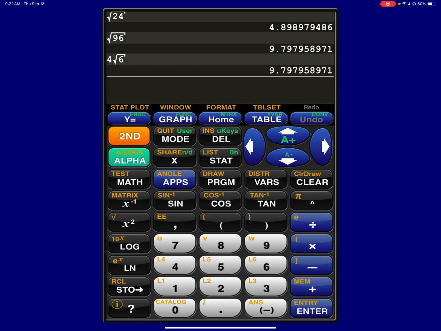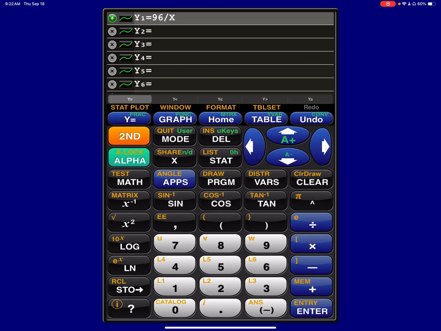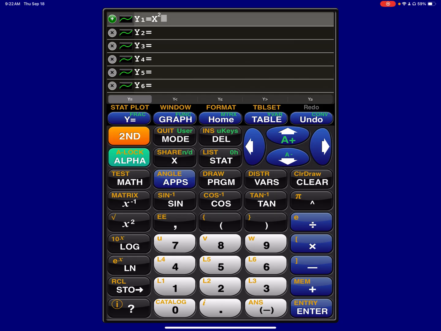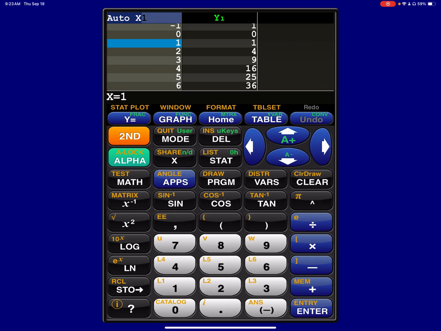The last thing you need to do, if you don't know what the perfect squares are or you're struggling to remember them all, is type in y equals x squared. What that will do is list all of the perfect squares in the table output. You see 4, 9, 16, 25, 36. So if you're taking a test or you're not sure, you can list out all those numbers at the top.